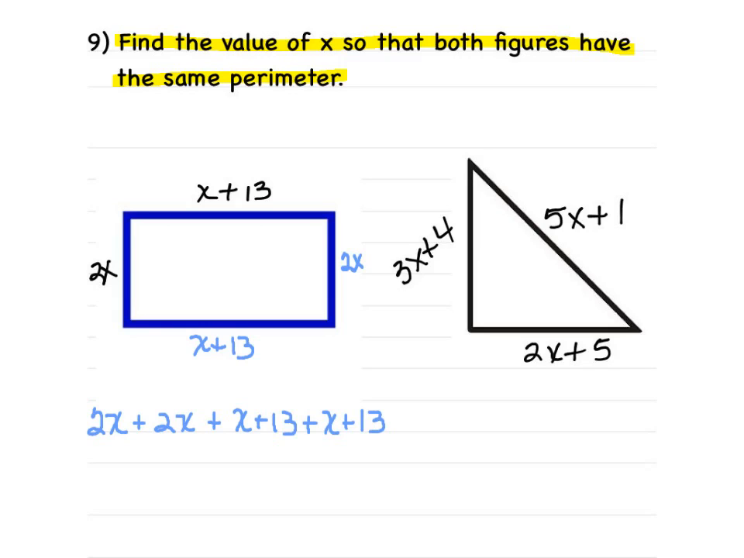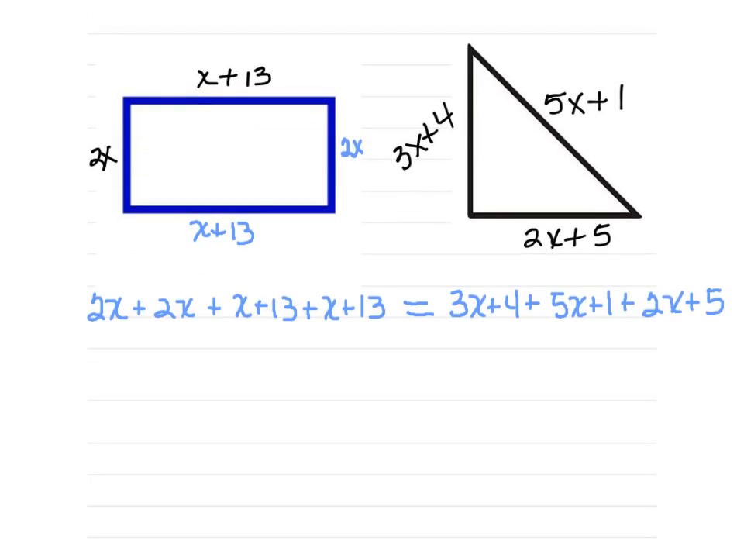And we're saying find the value of x so that that is equal to the perimeter of the triangle. And we know that to find the perimeter of a triangle, we'll add the three sides. So let's write that expression. 3x plus 4 plus 5x plus 1 plus the third side, which is 2x plus 5. So that's a mighty long equation, but very simple to solve.